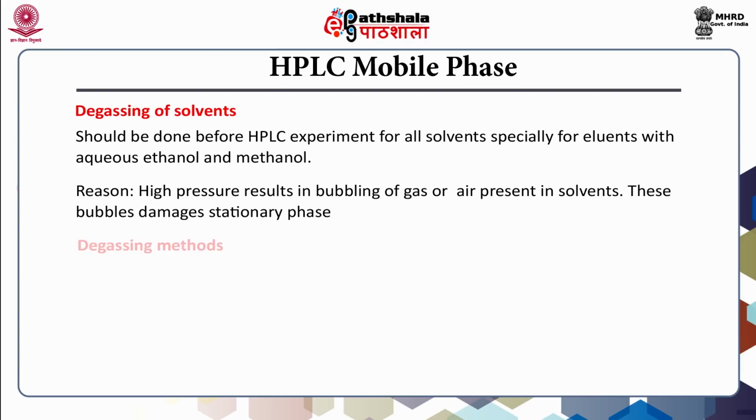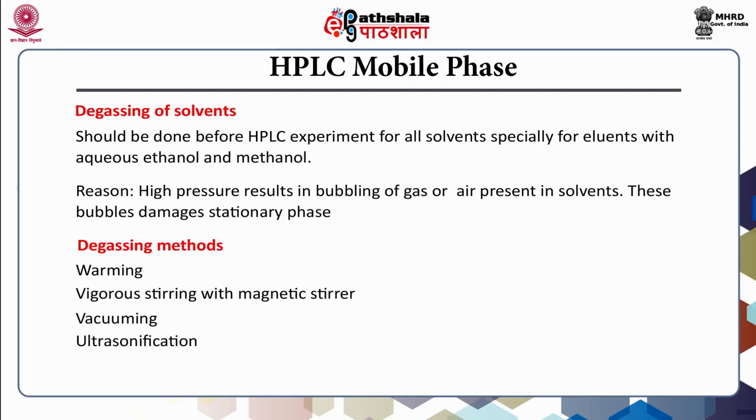There are several degassing methods for this purpose. These degassing methods are warming, vigorous stirring with a magnetic stirrer, vacuuming, ultrasonification, or bubbling helium gas through the eluent reservoir. However, the most common degassing method is vacuuming. This is very common in any HPLC lab. We have the vacuum pump. By using a vacuum pump and a special instrument, we can degas all the solutions by using a 0.4 micrometer filter or a 0.2 micrometer filter.